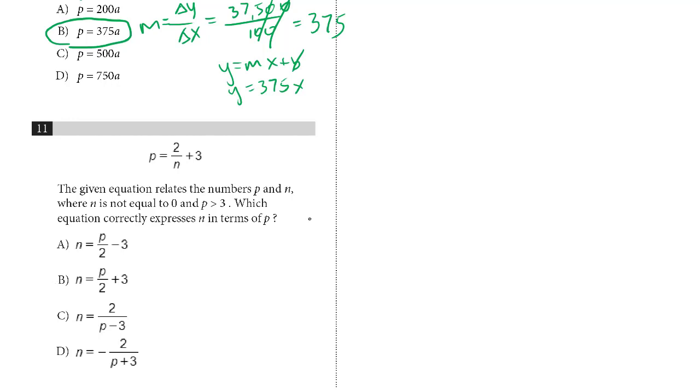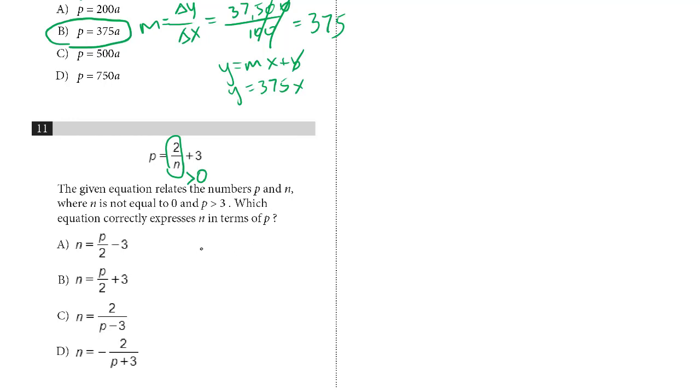Number 11. Okay, looks like we've got a function here, one variable that relates P, my y value, to N, the x value, essentially, where N is not equal to 0. It can't be, otherwise it would be undefined. We'd be dividing by 0. And we know P is greater than 3, which means this must be greater than 0. Okay? Which equation correctly expresses N in terms of P? Well, every answer solves for N, so essentially we just need to solve for N. How do we do that?